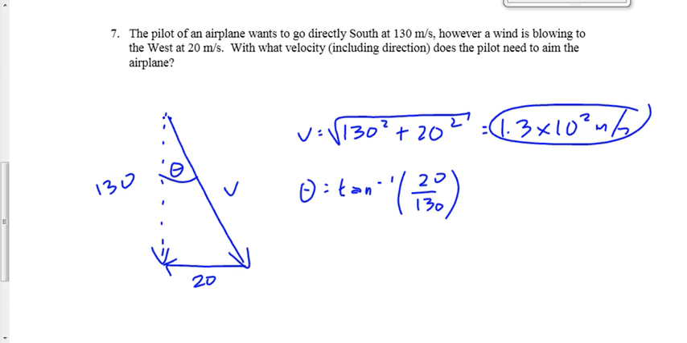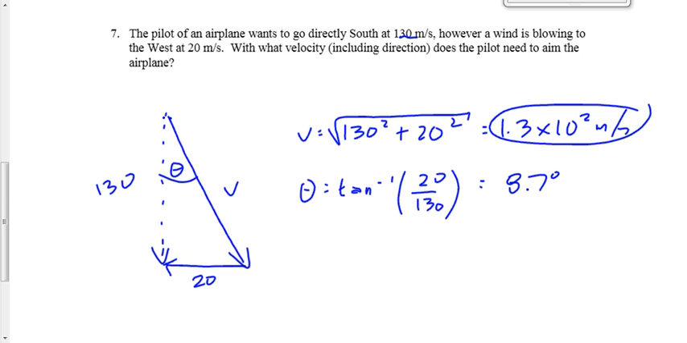So the speed of the airplane doesn't increase dramatically. It does a little bit, because to 3 significant figures, it would be a little bit more than this. But the wind basically doesn't cause it to speed up very much. But it does cause it to go off course. The inverse tan of 20 over 130 is 8.7 degrees.